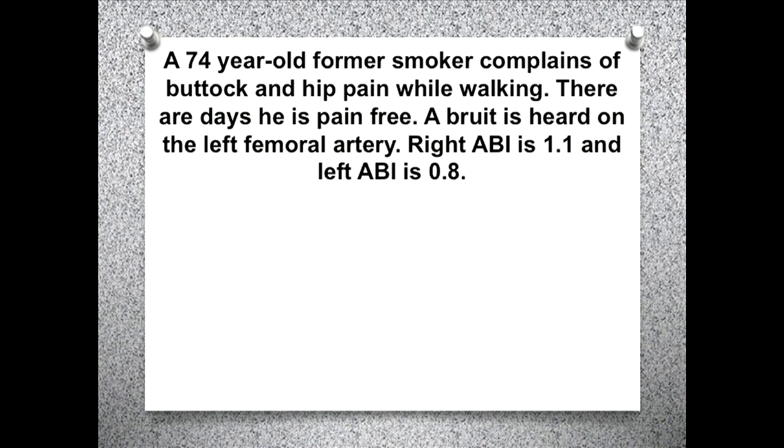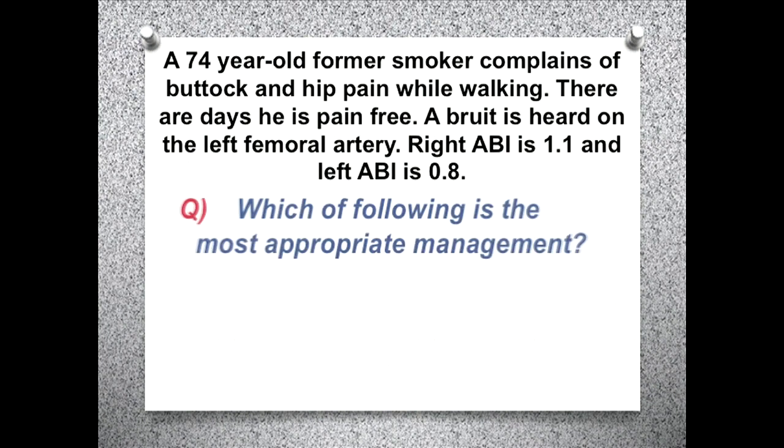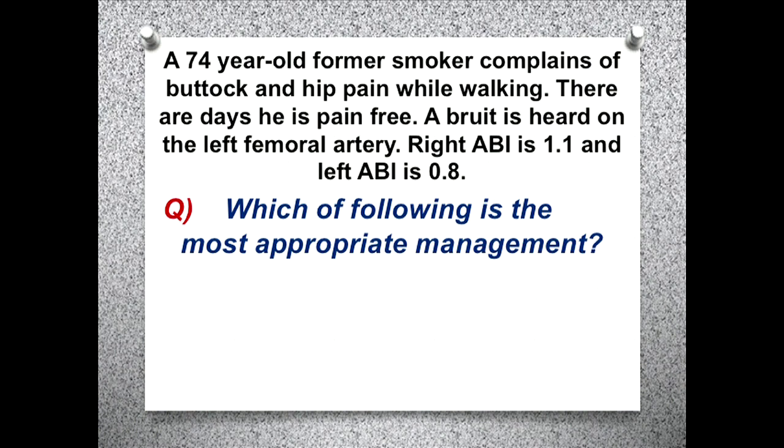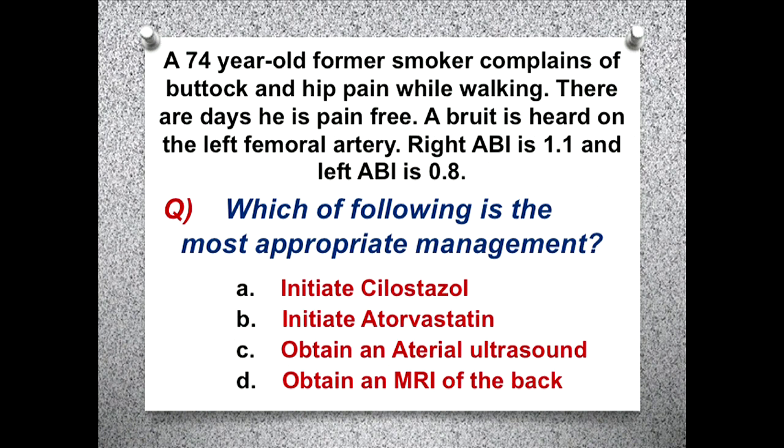Okay, a 74-year-old smoker complains of buttock and hip pain while walking. There are days he is pain-free. A bruit is heard on the left femoral artery. The right ankle brachial index is 1.1 and the left ankle brachial index is 0.8. Which of the following is the most appropriate management?